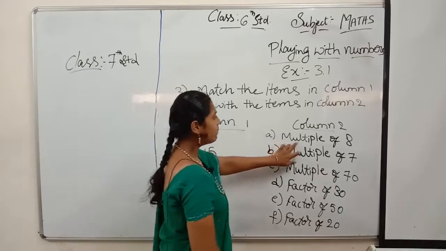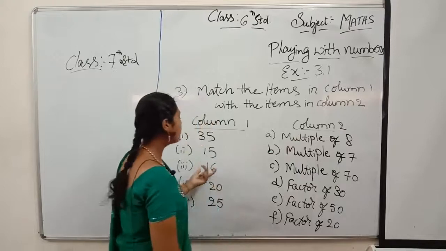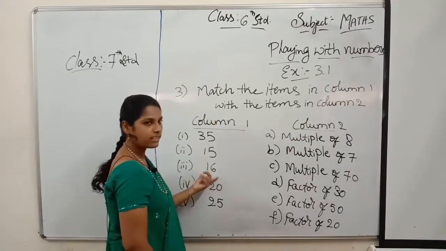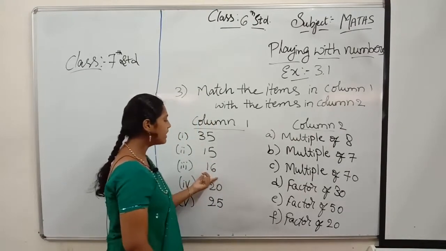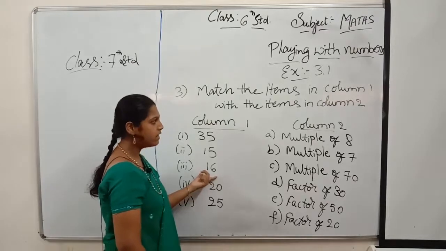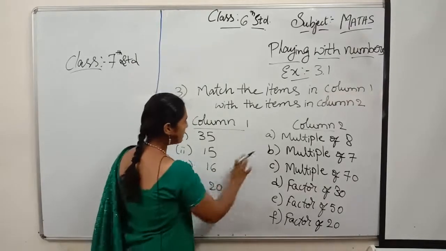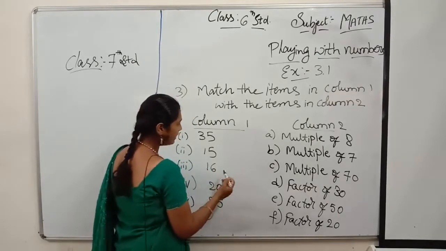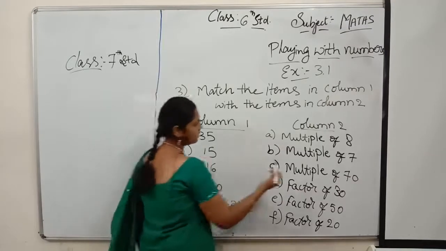First we will see multiple of 8. We will check. Okay, 8 ones are 8, 8 twos are 16. Yes, here in column 1 we can see 16. 16 is present. So these two are matching. Yes, so we can write it against the third one, we can write here.